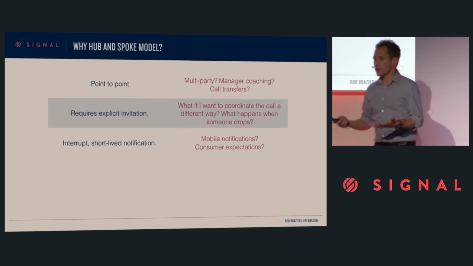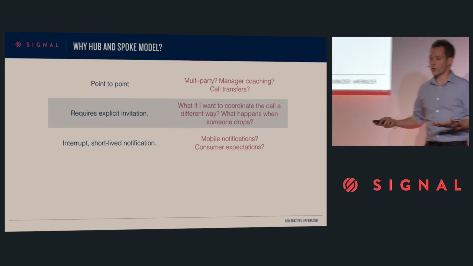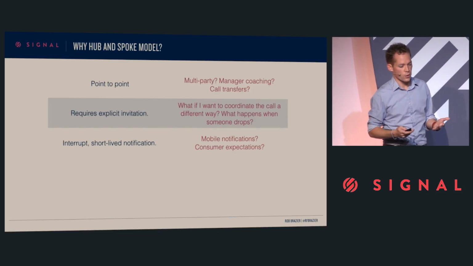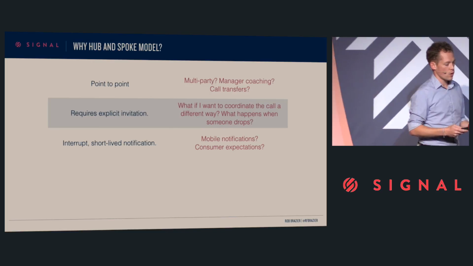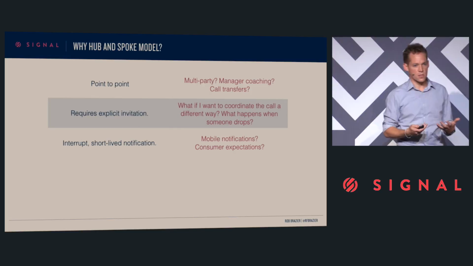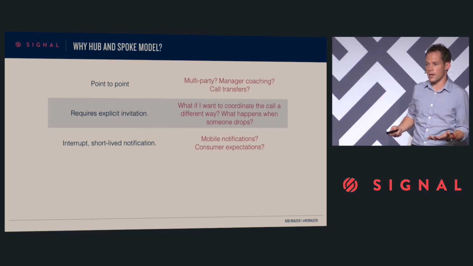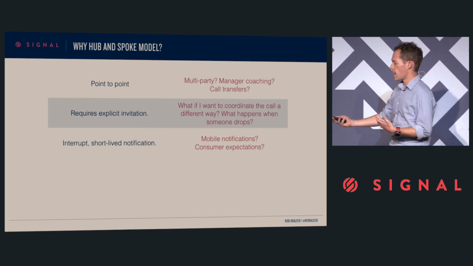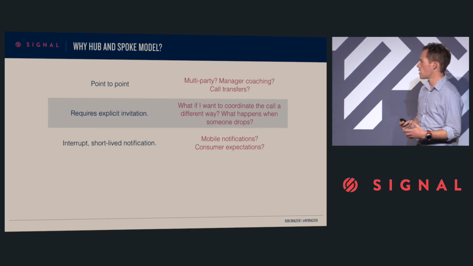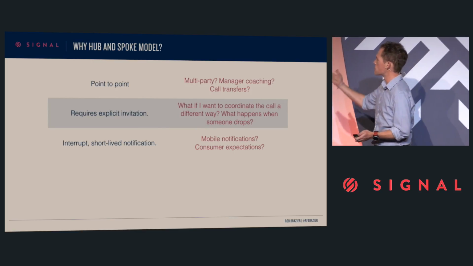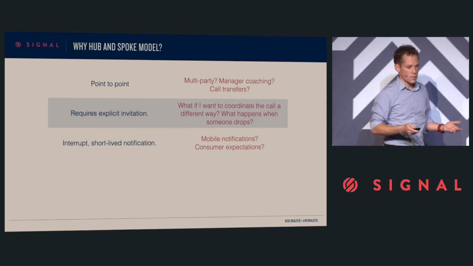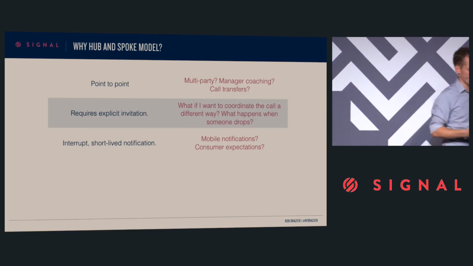We talked about the problems of interrupt short-lived notifications. What about mobile notifications? What about shifting consumer expectations? I think you could argue one of the reasons messaging is taking over communications is because we're carrying phones in our pocket. We are often doing something else, and an interrupt like a classic phone call just doesn't fit with our lives anymore. An asynchronous notification like a push or a chat is just better for us. So shifting consumer expectations maybe should cause us to consider a different model.